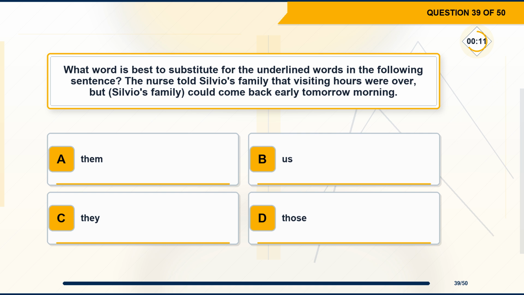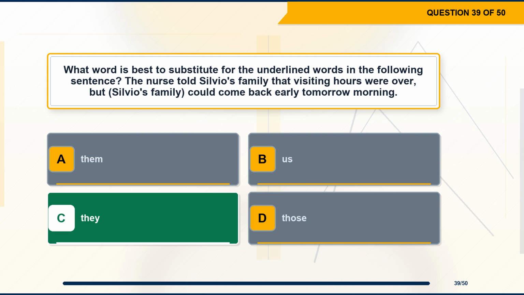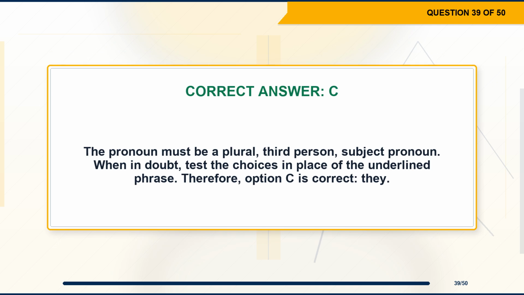Question 39. What word is best to substitute for the underlined words in the following sentence? The nurse told Silvio's family that visiting hours were over, but Silvio's family could come back early tomorrow morning. Option A, them. Option B, us. Option C, they. Option D, those. The correct answer is option C, they. Explanation. The pronoun must be a plural, third person, subject pronoun. When in doubt, test the choices in place of the underlined phrase. Therefore, option C is correct, they.